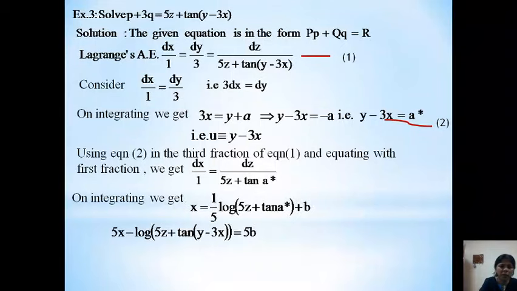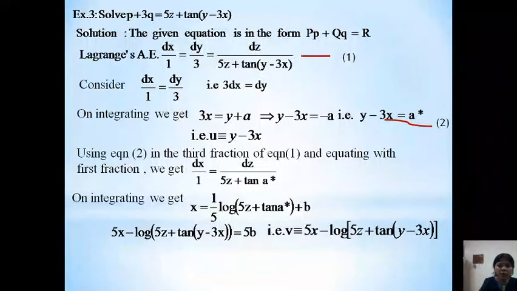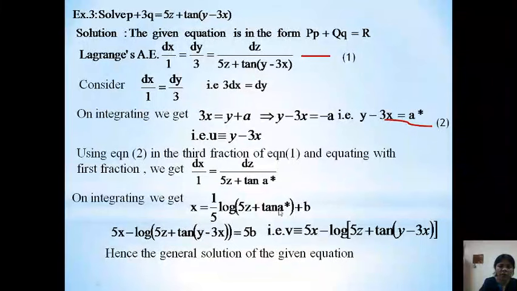As I told you, the derivative of this is nothing but 5 times dz, so I have to adjust 5 in the numerator as well as the denominator. So we get the integration of this complete term as 1 by 5 times log of 5z plus 10 of a star plus b. Rearrange and simplify. So what we get? We get the second solution in this way. Integration is over, so you can put the value of a star as y minus 3x.